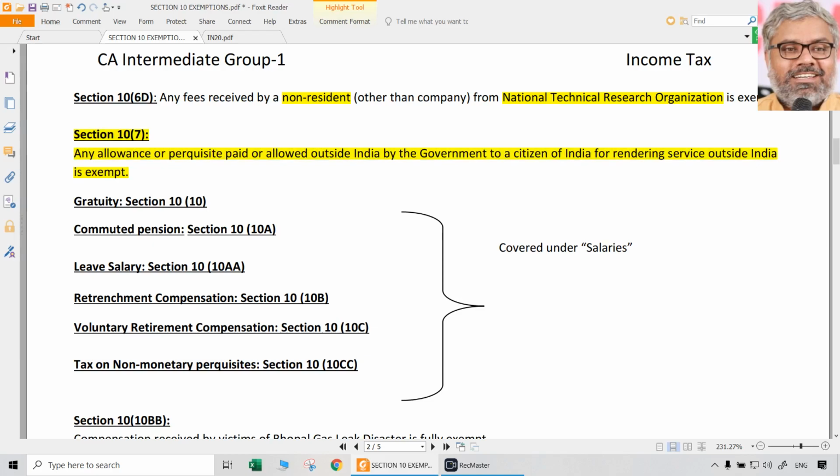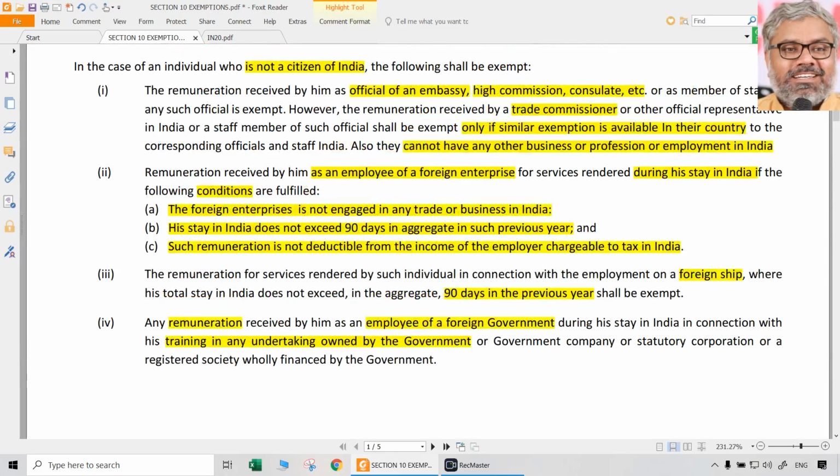In the chapter of salaries, an important section you have to remember is subsection 10(7). Any allowance or perquisite paid or allowed outside India by the government to a citizen of India for rendering services outside India is exempt. So section 10(7) is something that is already there in the chapter of salaries.